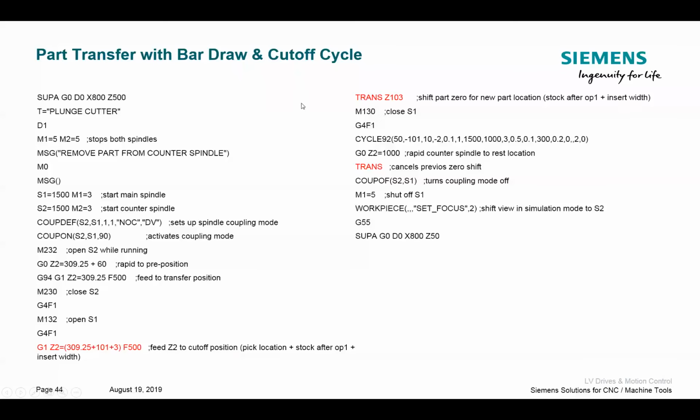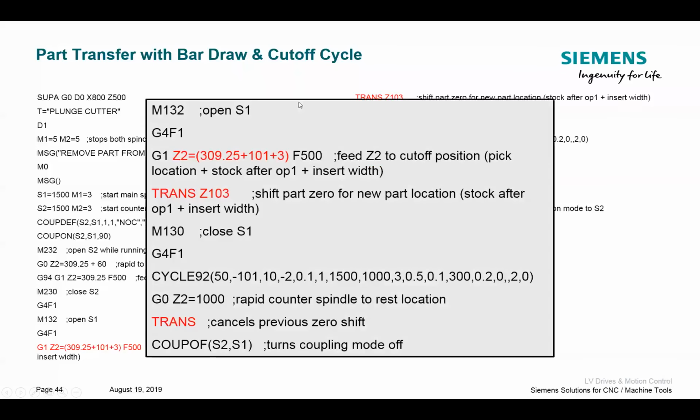The trans command itself is just a linear shift of my zero. So I'm moving the work coordinate system out 103. I have to take into account a few extra things in this location, and you see how I added a couple extra numbers here? In my Z location, I now have to take into account my overall length after machining of op1 and my insert width, because this is the position I'm drawing the system out to, and that's a critical location.